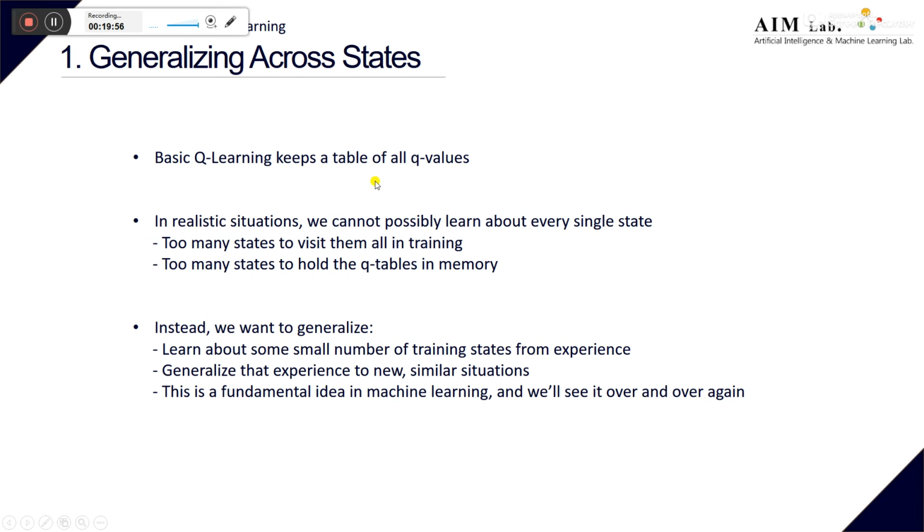But in real-life situations, we cannot possibly learn about every single state. There are too many states to visit them all in training, and too many states to hold the Q table in memory. So instead, what we want to do is deal with this problem by generalization. We want to learn about a small number of training states from experience and generalize this experience to new but similar situations.